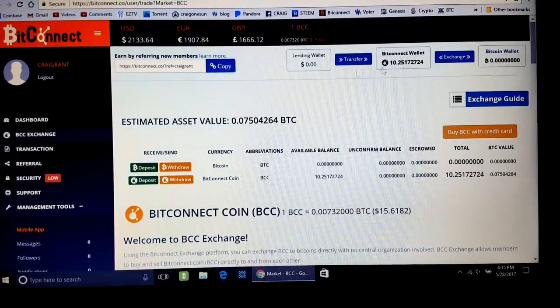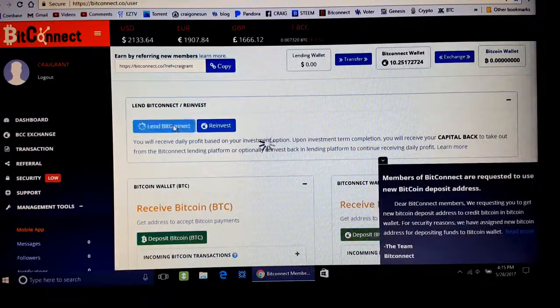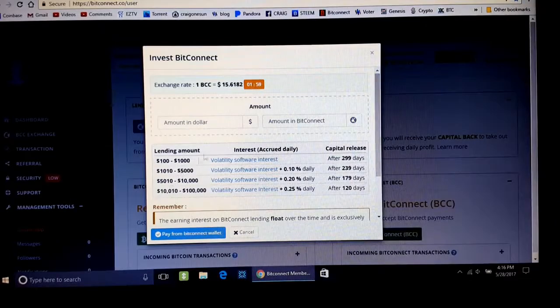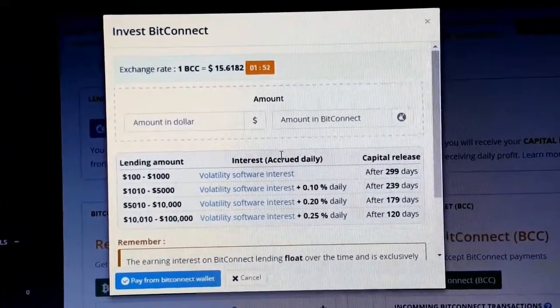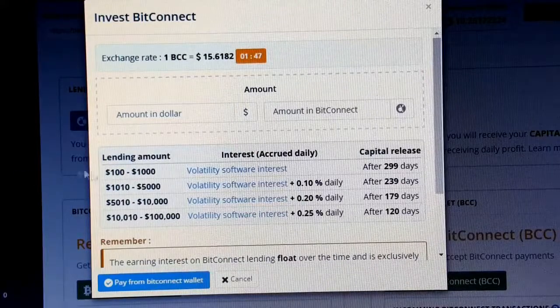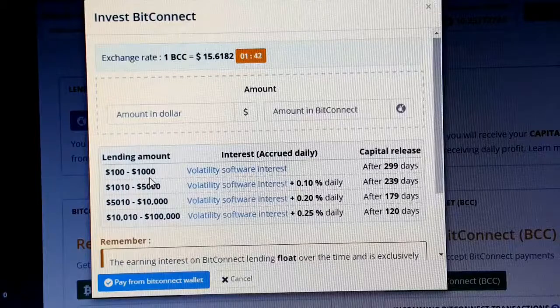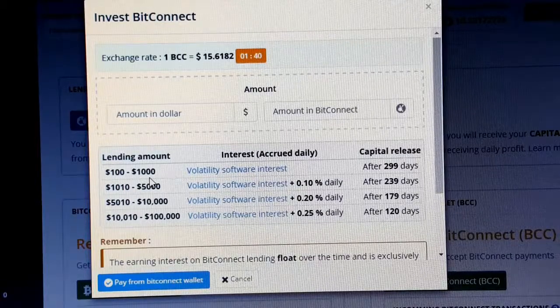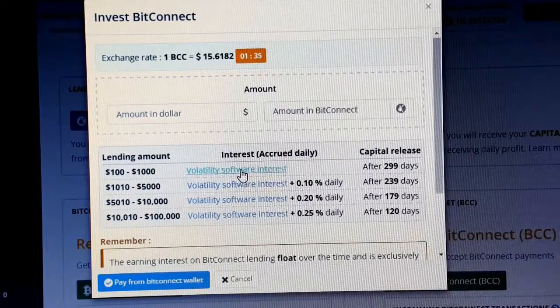So now that I have my BitConnect tokens, I would go to the dashboard, and there's the option to lend, right? And I go lend. So now we're going to get into the sauce, the sweet sauce of BitConnect. Earning with lending. So if I were to lend out $100 to $1,000 to the trading bot that trades on the volatility of Bitcoin, I would get paid a daily interest based on the profits of those trades.